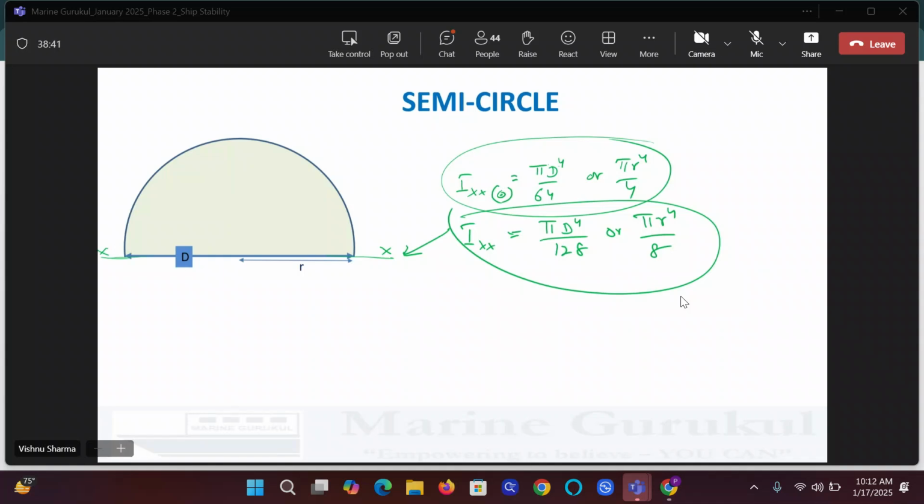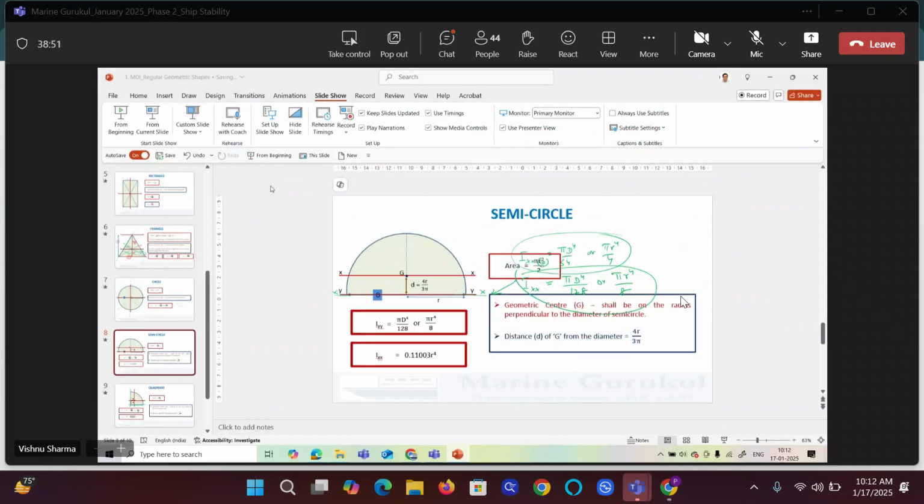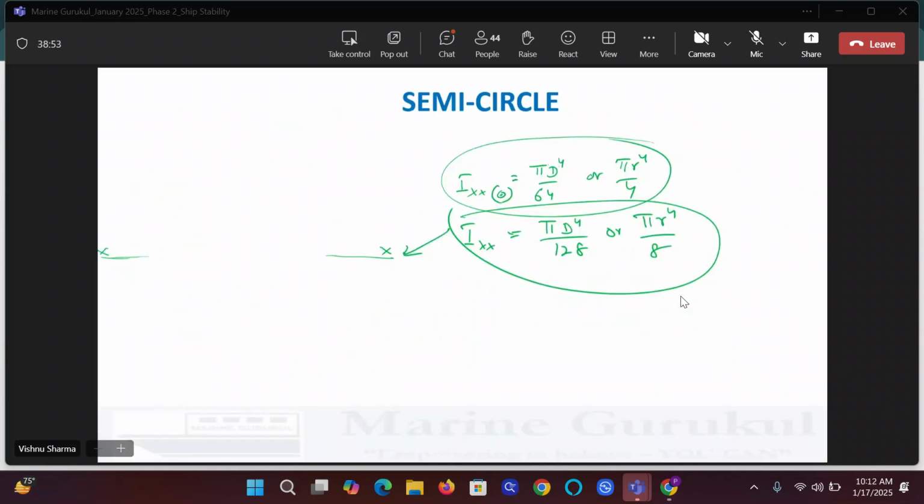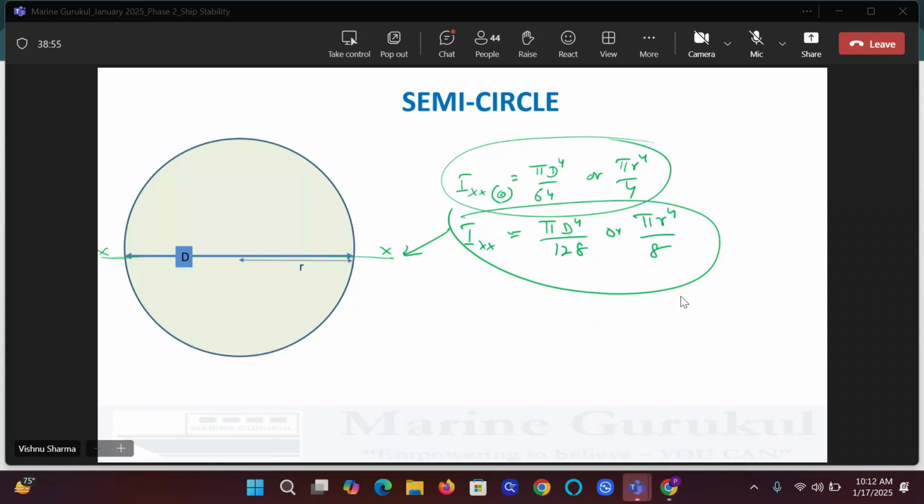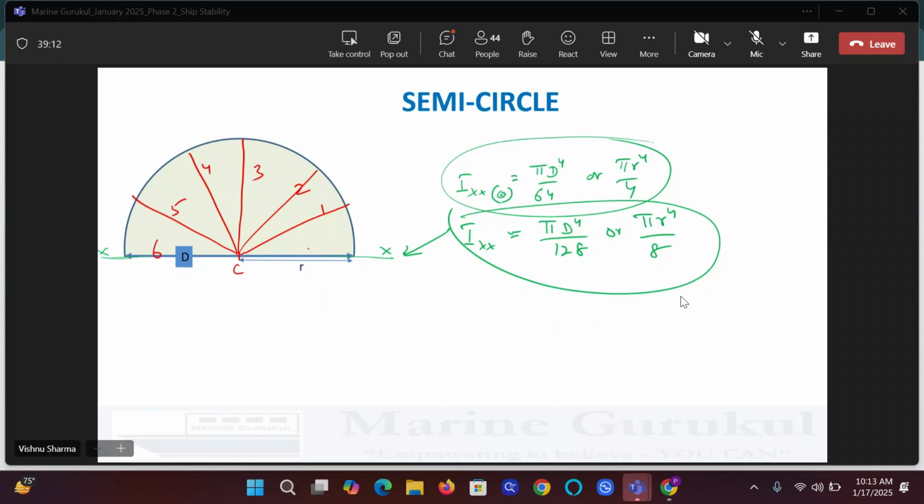Okay. So one is this, and then we'll also determine the distance of the geometric center. Guys, tell me one more thing here. Where do you think will be the geometric center of this semicircle? Will it be on this diameter? Will it be on this radius, 1, 2, 3, 4, 5, 6? Where do you think it would be?